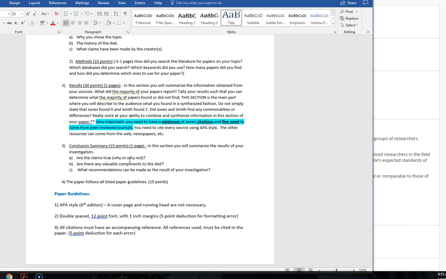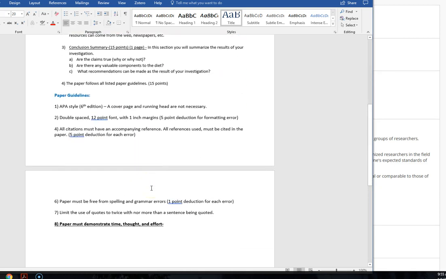Are the claims true? But are they true because of what they're eating or what they're taking, or are they true because something else changed? And then, are there any recommendations that can be made from your investigation? Are there components you would recommend versus non-recommend? Again, always keeping it in the third person.